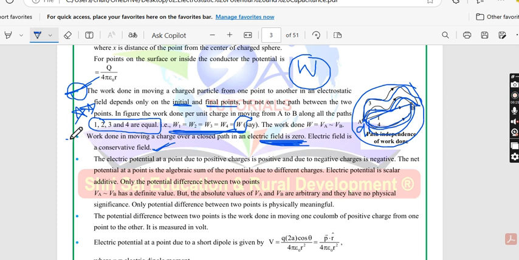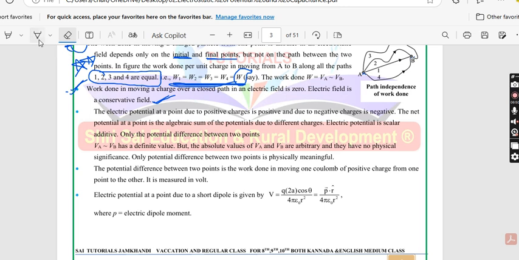So, another property: work done in moving a charge over a closed path in an electric field will be 0. So it is a conservative field. I hope this concept is clear to you.